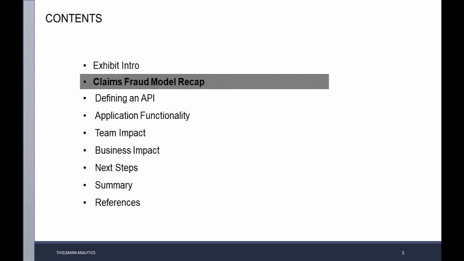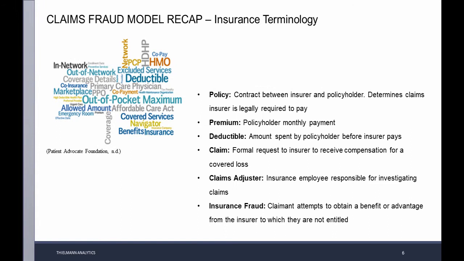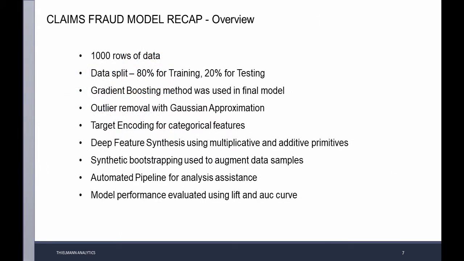Before we dive into the recap, some common insurance terminology: policy, premium, deductible we might be familiar with. A claim is a request to the insurer to receive compensation for a covered loss. The claims adjuster is an employee who's responsible for handling or investigating the claim. And we define insurance fraud here as someone who attempts to obtain a benefit or advantage to which they're not entitled.